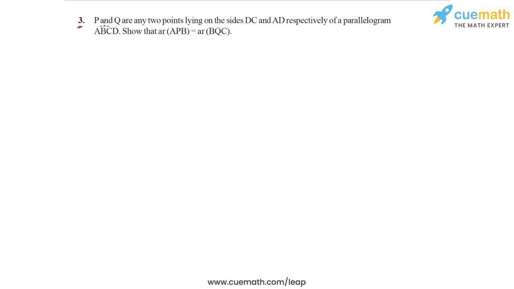In question 3, the problem statement says P and Q are any 2 points lying on the sides DC and AD respectively of a parallelogram ABCD. We have to show that the area of triangle APB will be equal to the area of triangle BQC. So what I'm going to do is I will first show you a simulation to help you understand this problem, and then we will go ahead and write out its proof properly.